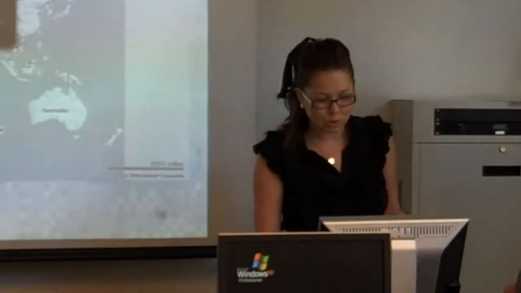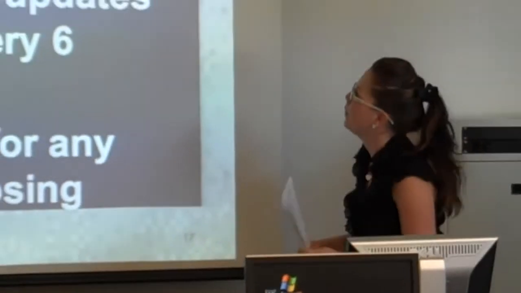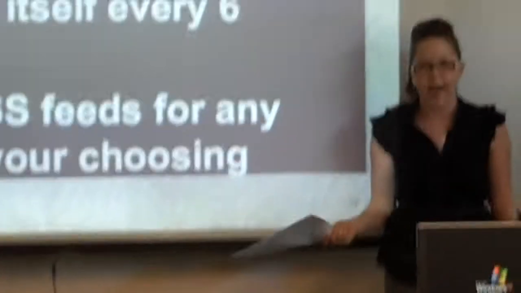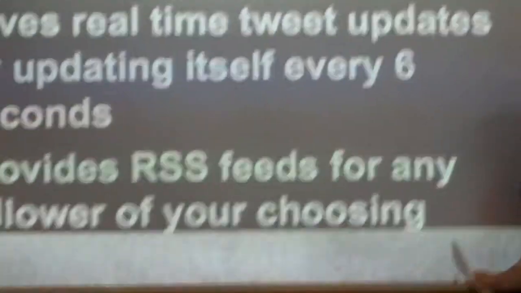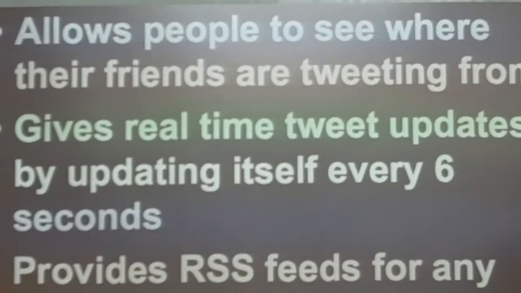So Twitter Atlas allows people to see where their friends are at. So maybe you might not even know that you're near each other until you want to talk. And you're like, oh wow, you're down the street, let's meet up and have a real conversation.